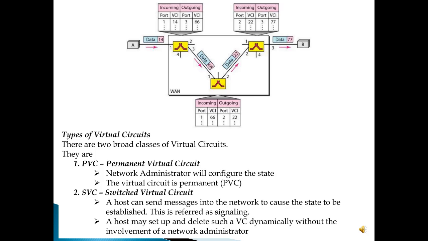Now, the formation which plays between these different switches is known as a WAN, which is called a wide area network. Now, there are two different types of virtual circuits. One is called PVC and another is SVC. PVC means permanent virtual circuit. The network administrator will configure the state. The virtual circuit is permanent.